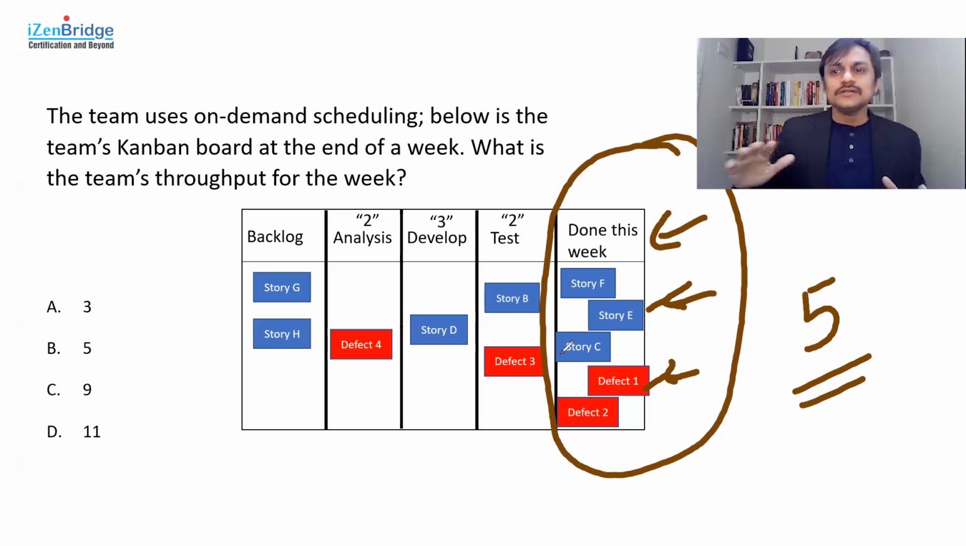So it doesn't matter to focus on the detail of whether it was a 2-day work or a 3-day work. We just count how many items were completed in a given duration. So that's the throughput, and that's your answer, which is a 5.